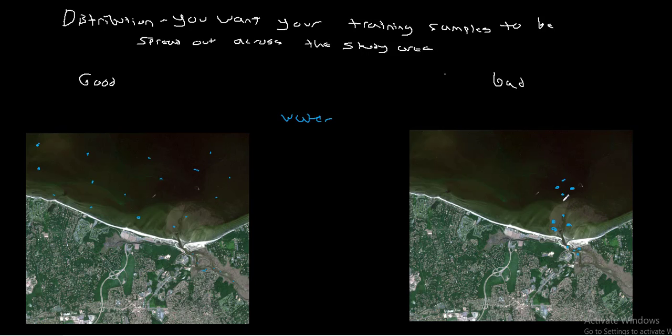Even though technically we have completeness, we've represented the spectral range for deep and shallow and river, we've done it in just a very small area of the image. So this is bad in terms of distribution.